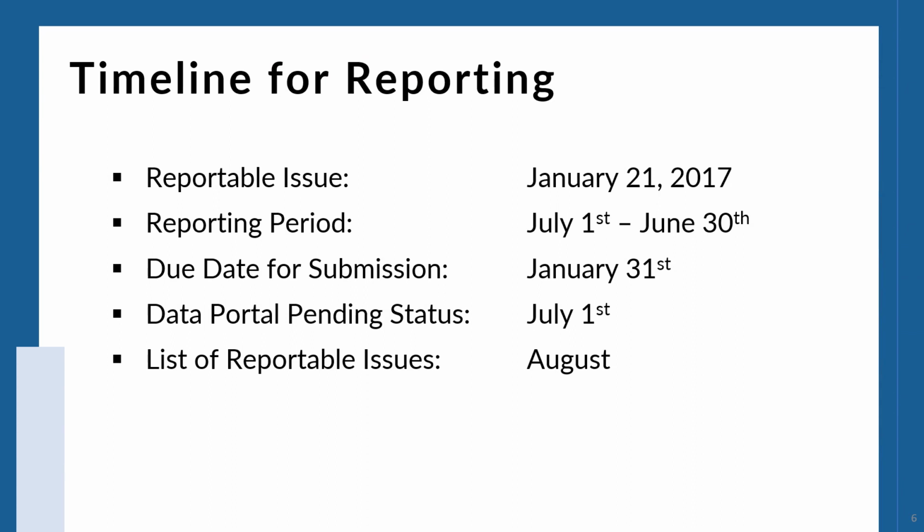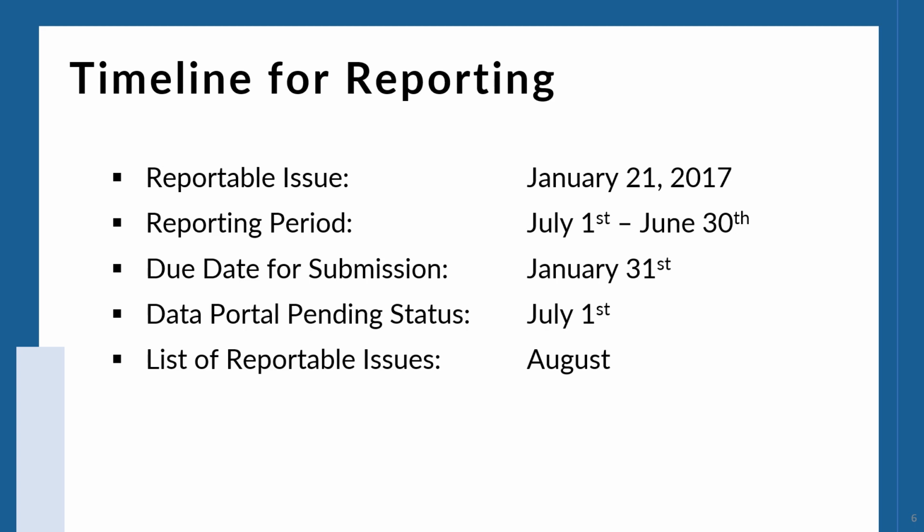Here are the key dates in the timeline for reporting to keep in mind. A debt issue is reportable for any report of final sale submitted to CDIAC on or after January 21st, 2017. The reporting period is July 1st through June 30th, so any debt issue that has been sold and has closed with a settlement date on or before June 30th will be required to submit an ADTR by the following January 31st. The data portal will automatically display reportable debt issues with a status of pending on the dashboard for the ADTR every July 1st, which I will show you a little later.